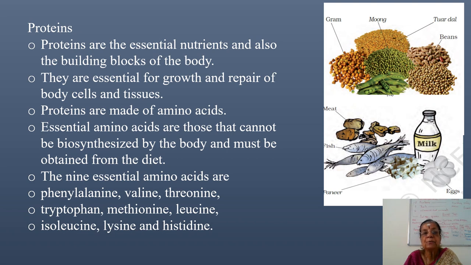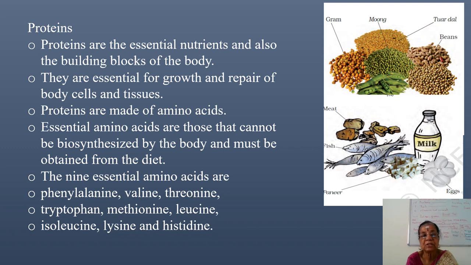Proteins are made up of amino acids, and they are mainly carbon, hydrogen, and nitrogen. That is very important. Carbon, hydrogen, nitrogen, NH4, we say the amine group. So proteins are made of amino acids. And these amino acids are of two types, essential and non-essential amino acids.